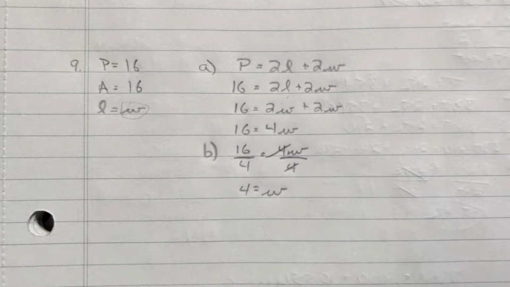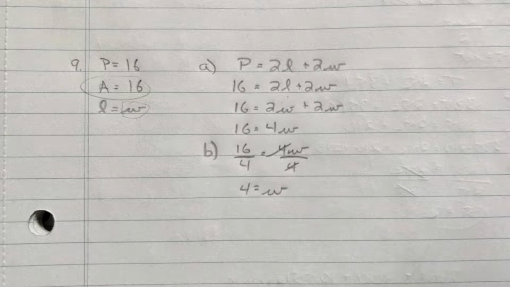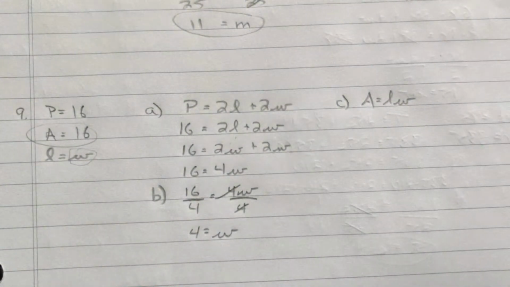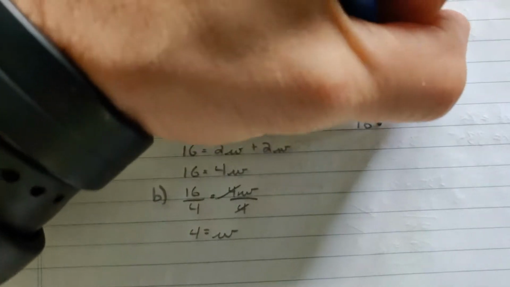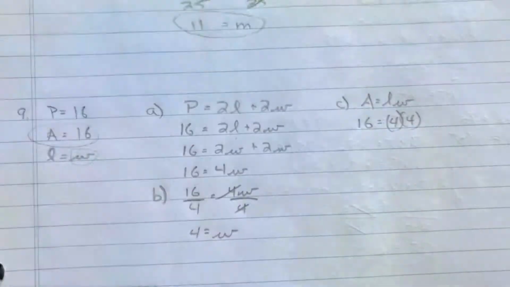And now part C had asked, how can we verify that our answer is correct? Well, this is where our area comes in, because area is length times width. So if we substitute that into the area formula, area equals length times width, and because the length and width are both 4 in the square, we'll substitute in our area value we know, and then we know the length and width are 4.